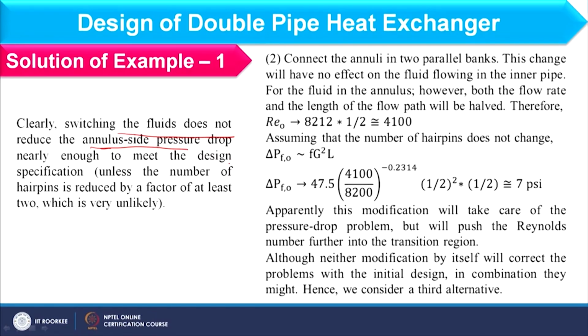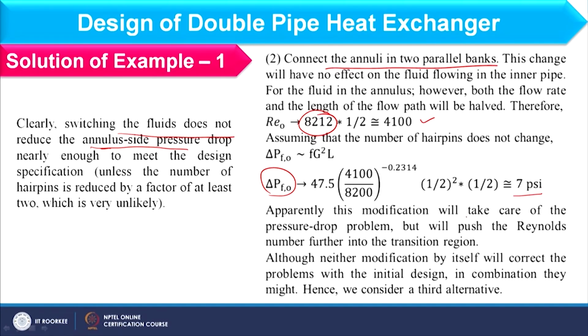So, we have to go for the second option, and that is to connect the annuli in two parallel banks. Okay. So, in this case what will happen, because whatever would be the Reynolds number, it is divided in two sections, because we are considering the parallel flow, right. So, here I am having the Reynolds number like this, which we have divided by 2. So, 41 100 Reynolds number is in annular side, and you see further, and you see the revised pressure drop in annular side we can obtain as 7 psi.